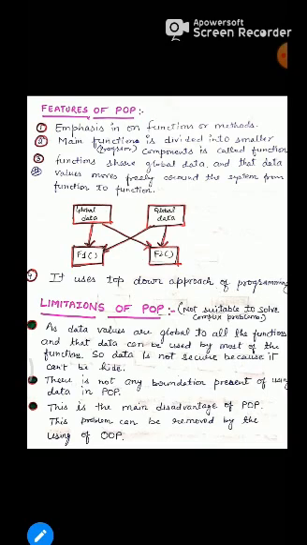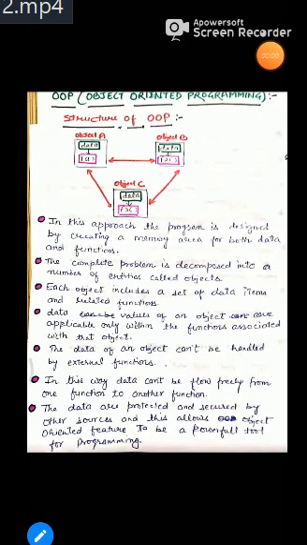This problem can be removed by using OOP, that is object oriented programming. The next approach in which high level language works is OOP. This approach has been developed to increase the programmer's productivity and also to overcome the shortcomings of the POP approach of programming. In this approach the program is designed by creating a memory area. That memory area is the object, and that object contains both data and functions.